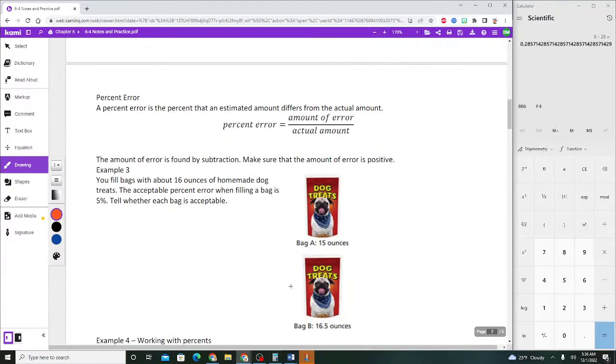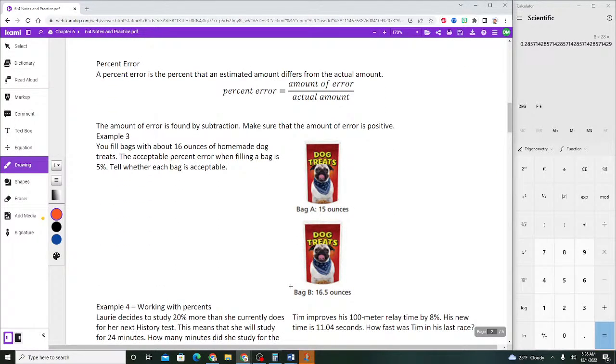So, percent of error is the percent that an estimated amount differs from the actual amount. This is the idea that if we produce things, we have target values. Not every phone is perfectly shaped. Not every nut and bolt is perfectly shaped. They fall within a tolerance, and there's a percent of error that we allow or disallow.